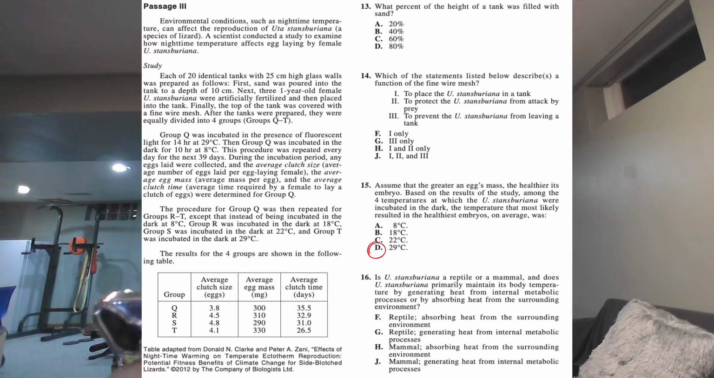All right, is that creature a reptile or a mammal, and does it primarily maintain its body temperature by generating heat or by absorbing heat, right? So let's see. We need to figure out if it's a reptile or a mammal. So let's read. Usually at the beginning, they give a lot more context. So for these types of questions that ask generally, I would look at the first paragraph because it provides a bit of context to what the experiment is about. And we can see that environmental conditions, the reproduction of which is a species of lizard, right? And we know lizards are reptiles, right?